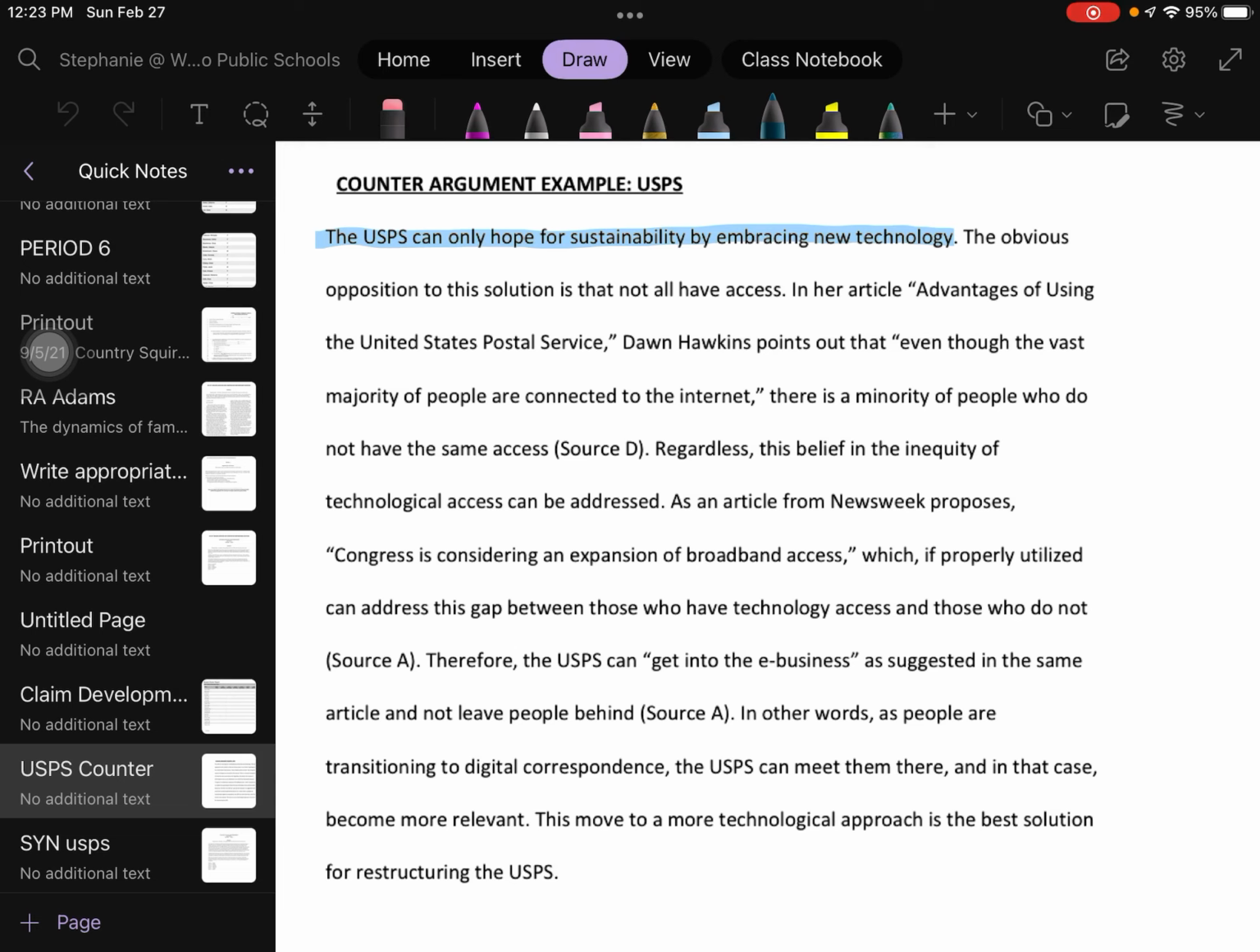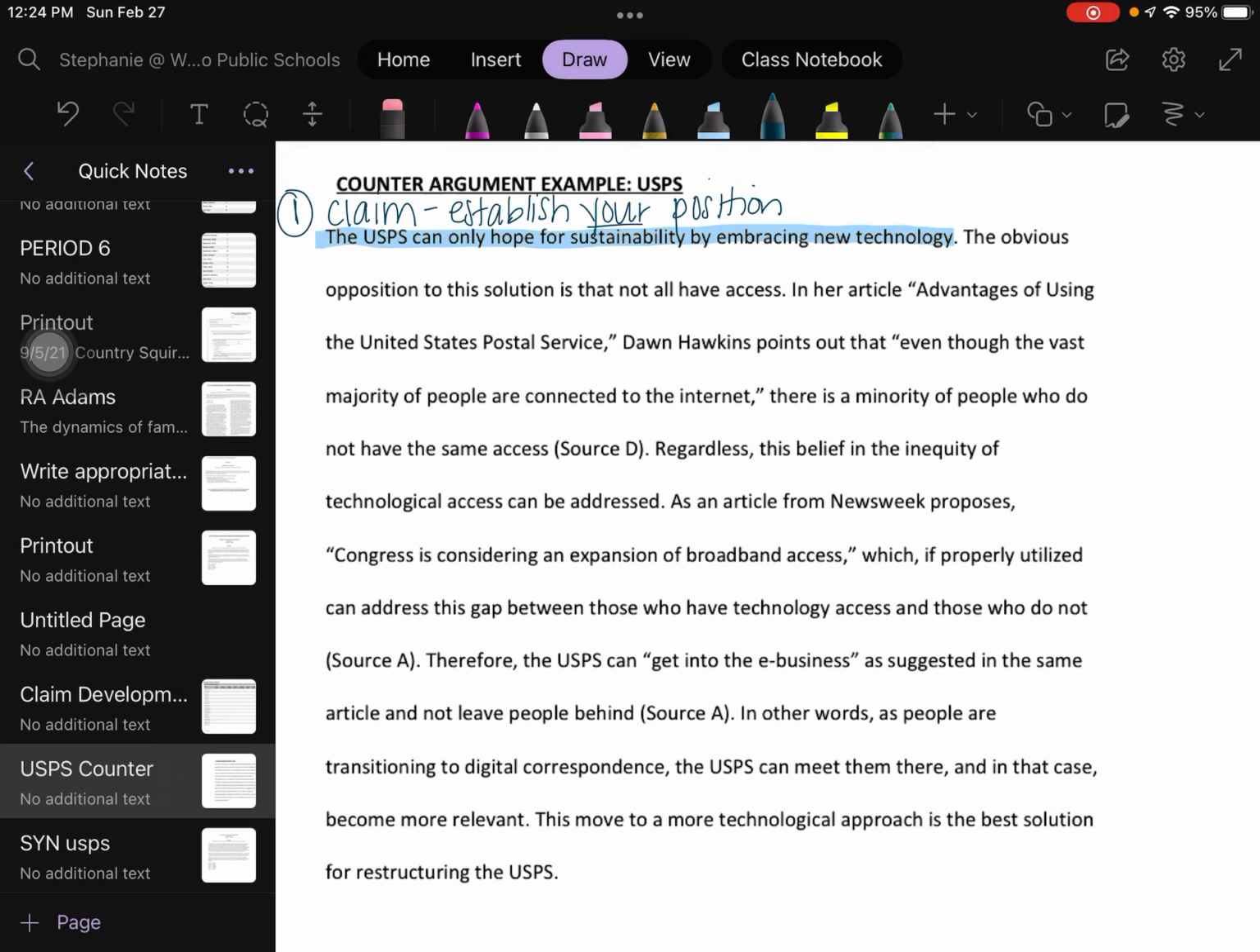Now, in a counterargument, sometimes it can be easy to jump right into what other people say, but it can be helpful if you still start with a central claim to establish your position as the writer. So I'm going to put this little note here to describe what I did in this particular claim sentence. So that's the first part of a good counterargument. Go ahead and establish your position on the issue.